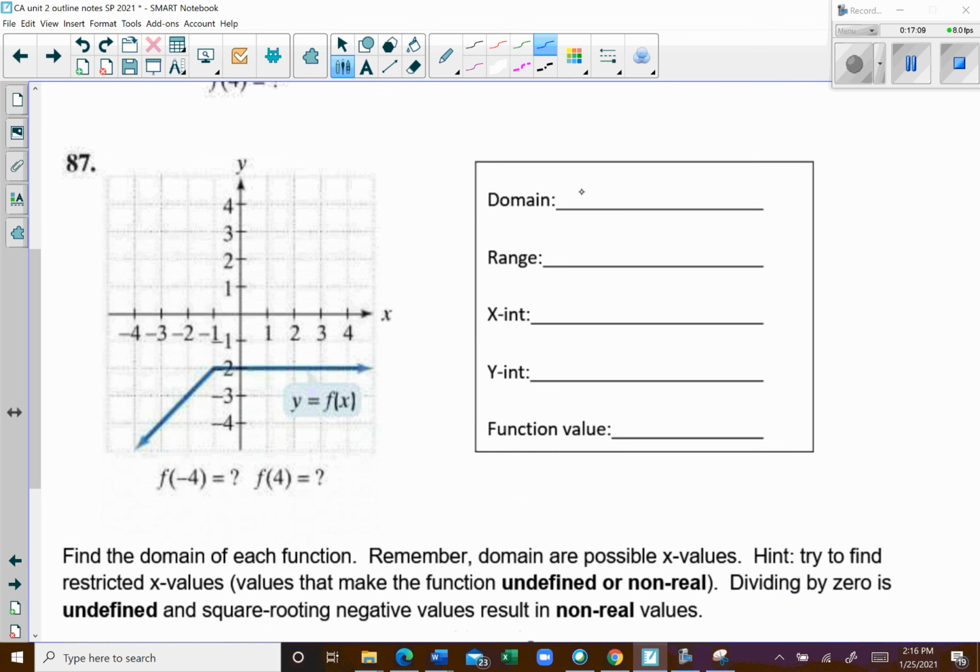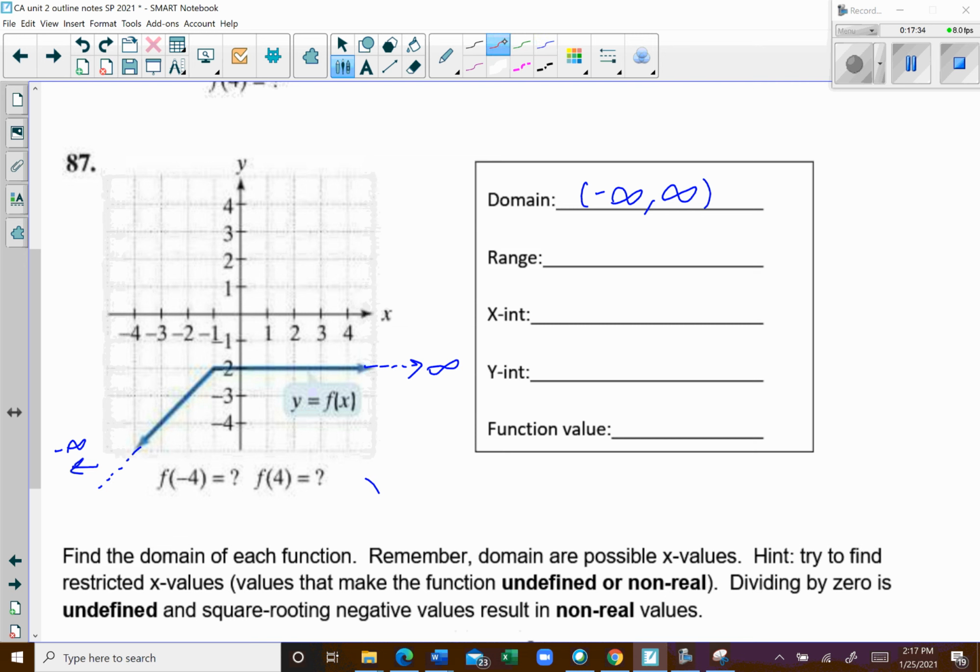Okay, so domain. Let's focus on the left. I know it's going down, but I'm more focused that it's going to the left indefinitely to negative infinity. Then we cover everything in the middle of the graph, and then I go to the right forever to positive infinity. So the domain should be from negative infinity to positive infinity.